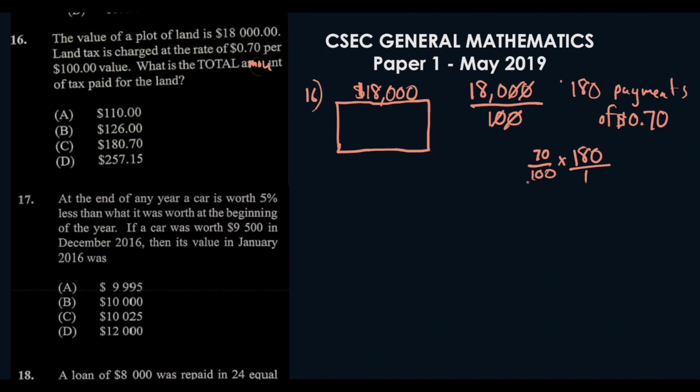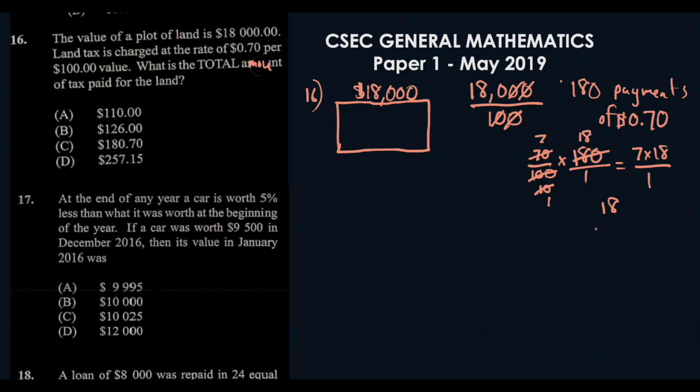We can say 10 can go into 100 10 times. 10 can go into 180 18 times. 10 can go into itself once. 10 could go into 70 7 times. So now we are left with 7 times 18 over 1. So 7 times 18, let's work that out.